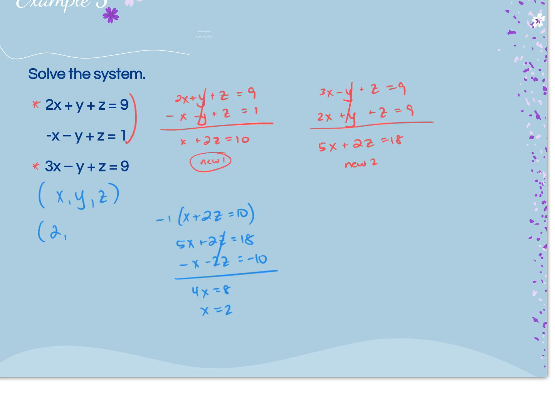So now I'm going to use one of these 2 to find z. I plug in my original equation, which I know is x plus 2z equals 10. If x is 2, so 2 plus 2z equals 10. 2z equals 8, which means z equals 4. So now I have my third variable there.